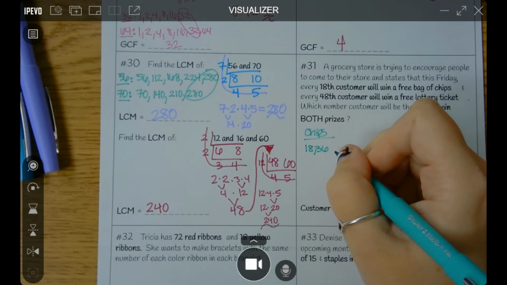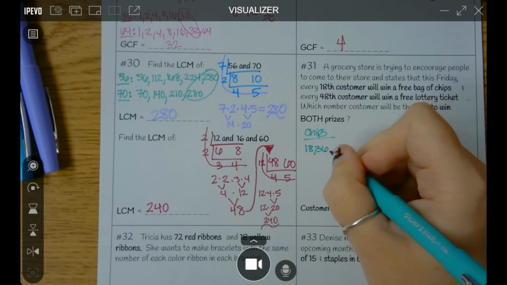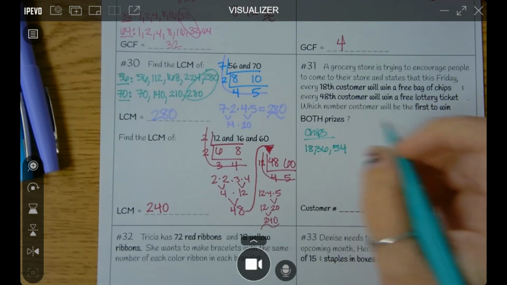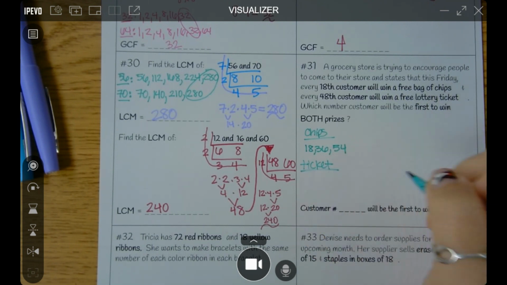And then the third one, so like add another 18 to that and you get the 54th customer. Okay, I'm going to stop and I'm going to go for the lottery ticket. I'm going to list those multiples.